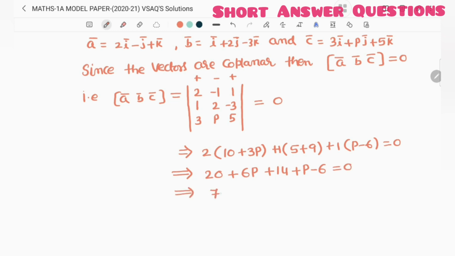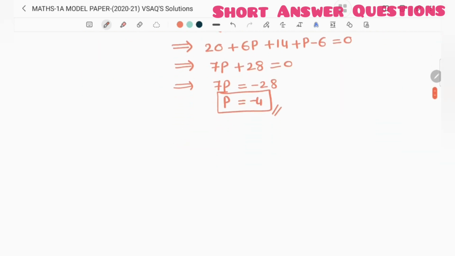6p plus p, 7p. 20 plus 14, 34. 34 minus 6, so it will become 28. So 7p is equal to minus 28. P is equal to, 7 fours are 28, so minus 4. Therefore, if the vectors are coplanar, then the value of p is minus 4.